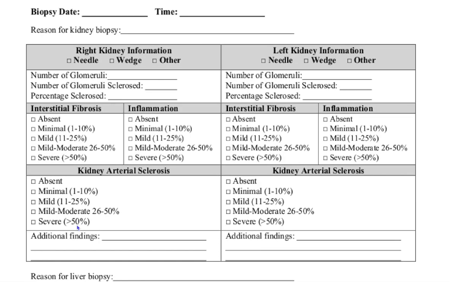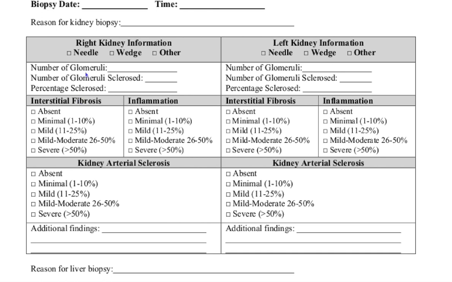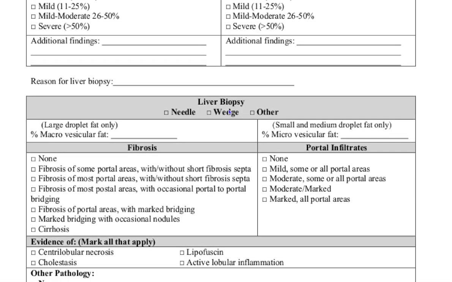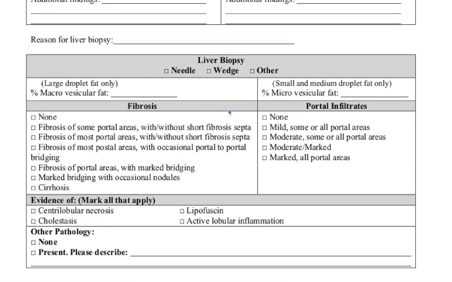And then here's a sample sheet for right and left kidney information, where you'll have the number of glomeruli sclerosed, percentage sclerosed. And here's a sheet for liver biopsy, where it could be a needle or a wedge. Ask for the fibrosis of some portal areas, most portal areas, up to cirrhosis, of inflammatory cells are mild through marked, and whether there is centrilobular necrosis, lipofuscin, active lobular inflammation, cholestasis.